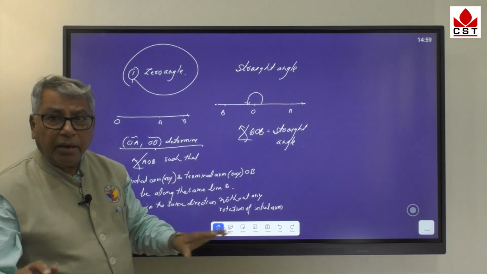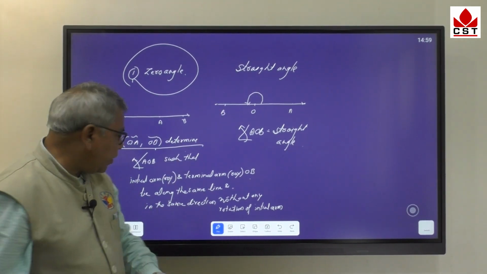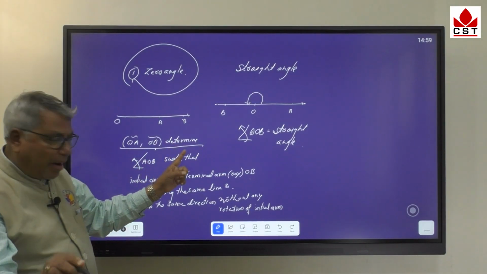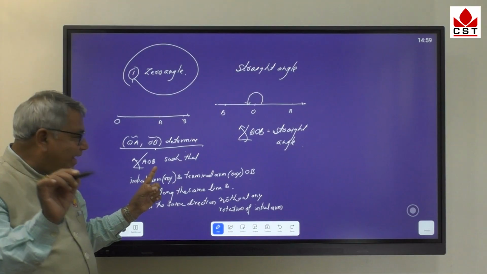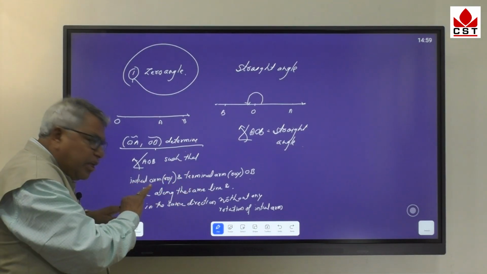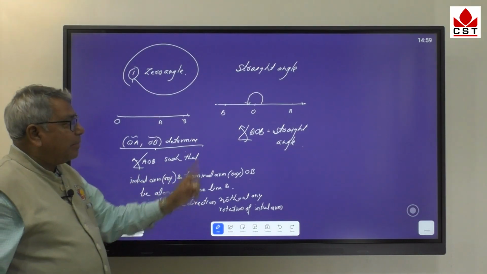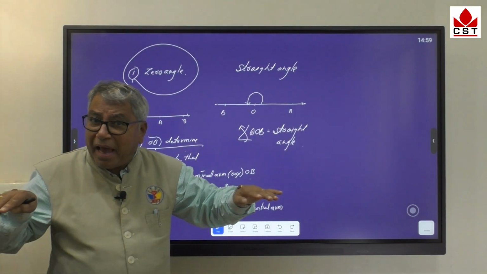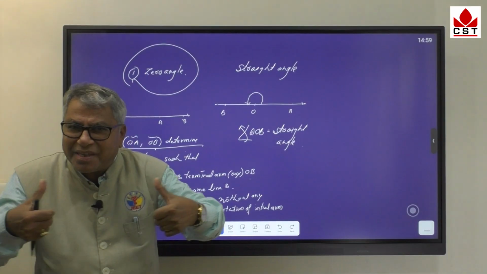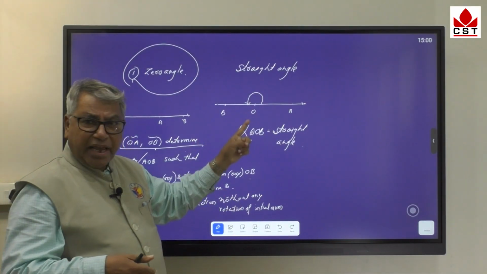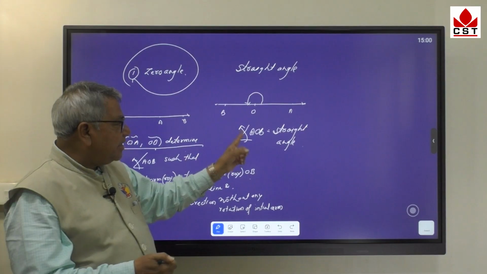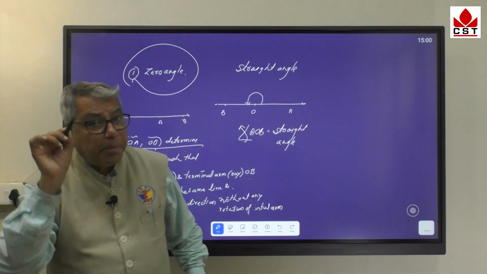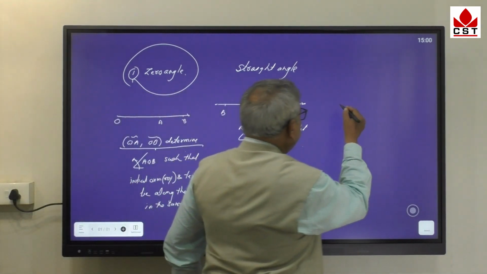In a straight angle, same definition, no change. Ray OA, ray OB determine directed angle AOB such that the only change is that the initial arm and terminal arm lie along the same line but in the opposite direction. They are opposite rays of each other. The directed angle AOB is a straight angle. It's a basic definition. Third one is here.